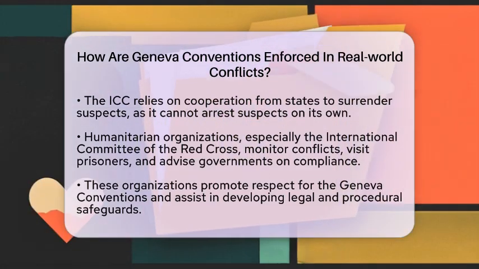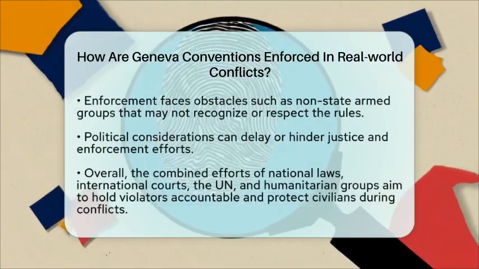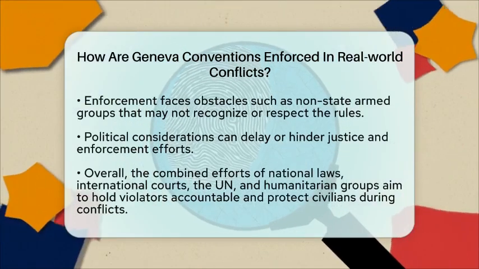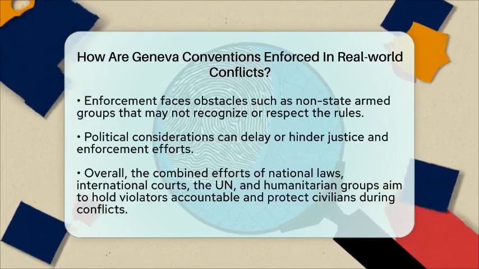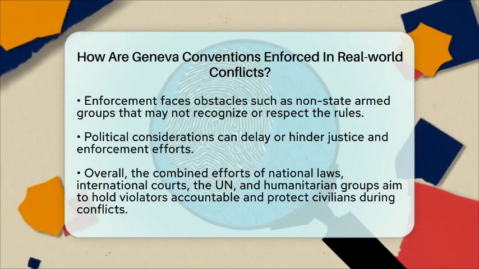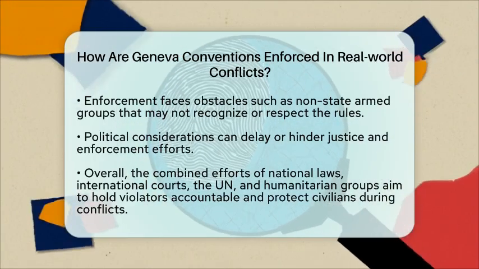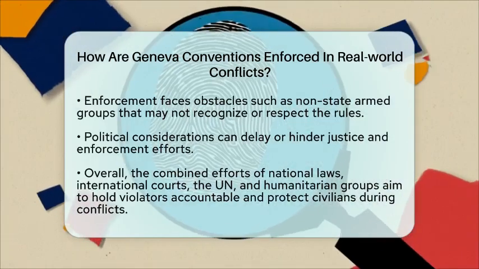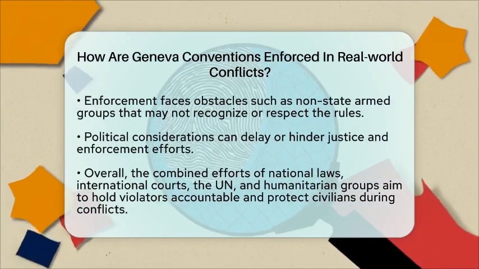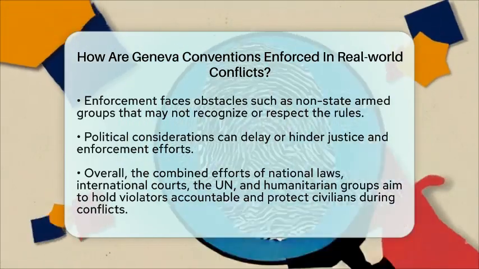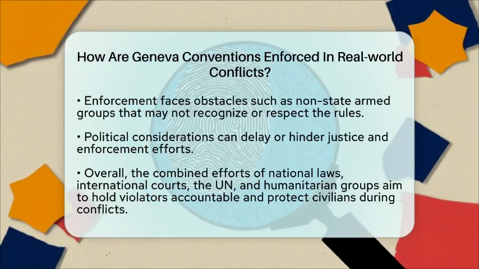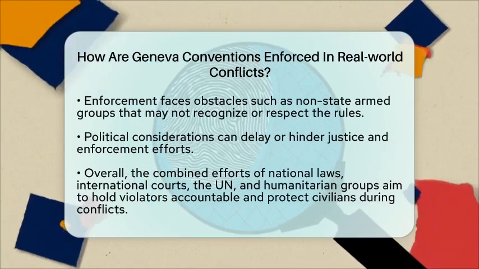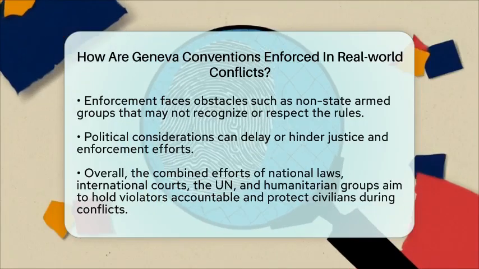Despite these efforts, enforcement faces many challenges. Non-state armed groups may not recognize or respect the Geneva Conventions. Political interests can also slow down justice. Still, the combined work of national courts, international tribunals, the United Nations, and humanitarian groups creates a system to hold violators accountable and protect civilians.